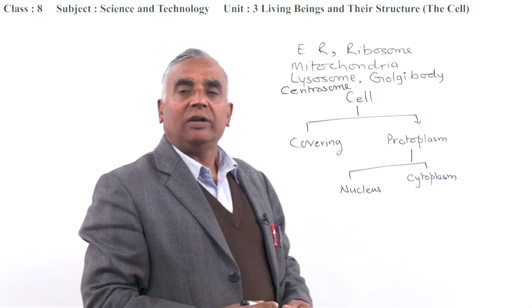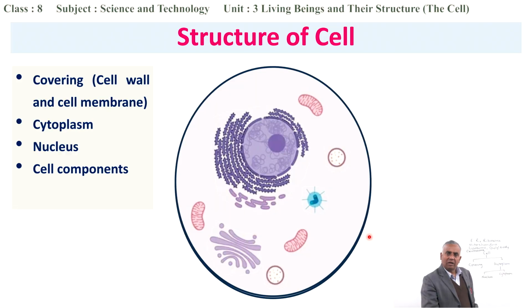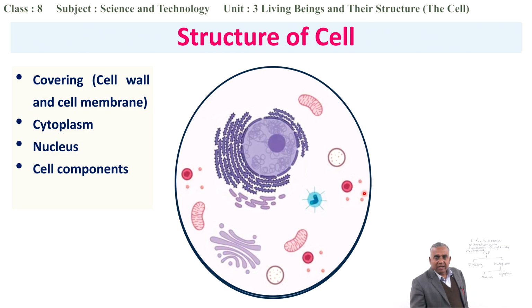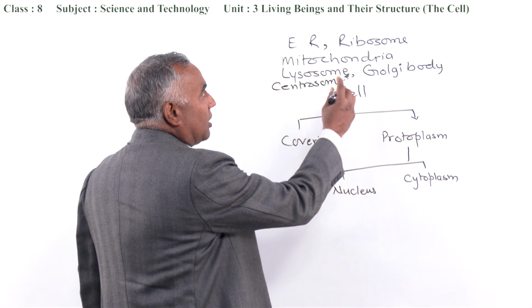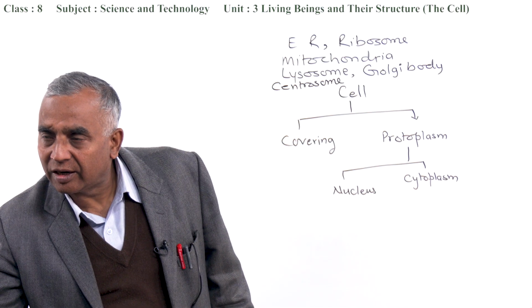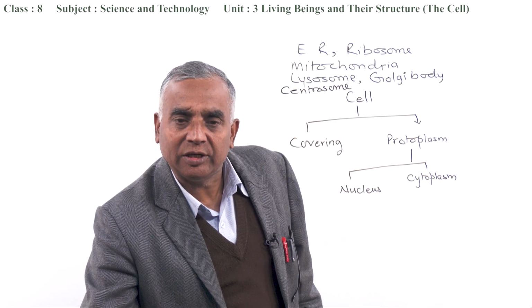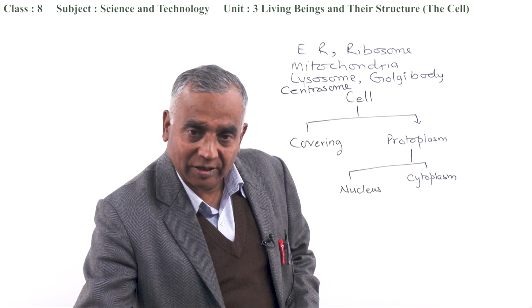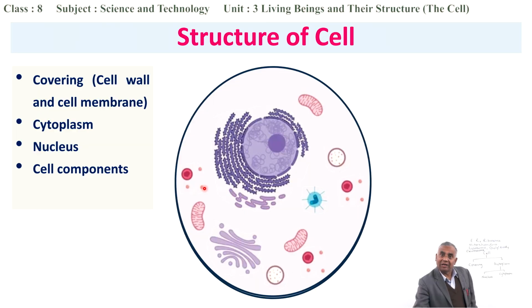Some of them are found in only one type of cell, some are in others. All the cell organelles I will not show you. What are these smaller structures? Ribosomes. Ribosomes may be found attached here, may be found inside mitochondria, may be found in plastids which are not shown here, and they are found scattered in cytoplasm also. So don't be confused that I told you ribosome here and again I am showing you ribosome. They are found here and there at both places.